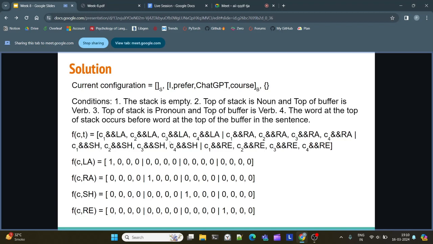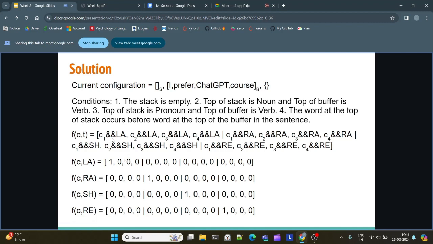We looked at what each element would designate in the last slide. Now, based on the conditions that are given in the question, we need to find the value for each of the arcs. Okay, so what is f of c comma la in this case? My current configuration is this, and the transition that I'm currently performing is left arc.